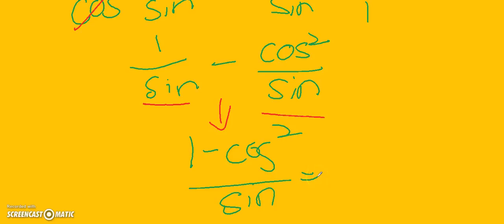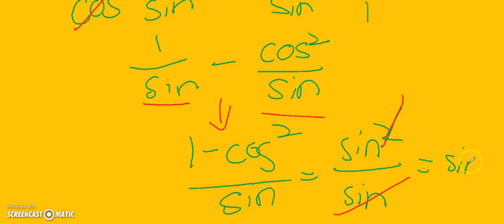And this just equals, using our Pythagorean identity, sine squared over sine. Now we just cross these out. And this just simplifies down to sine of x. There you go.